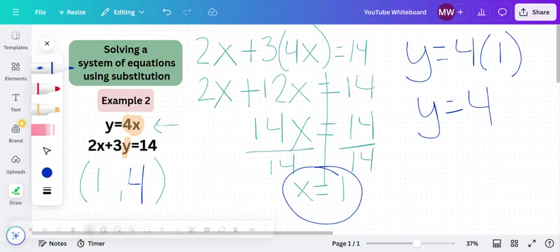You would get the same answer if you plugged x equals 1 into your second equation as well. You would just do a little bit longer of a math problem.